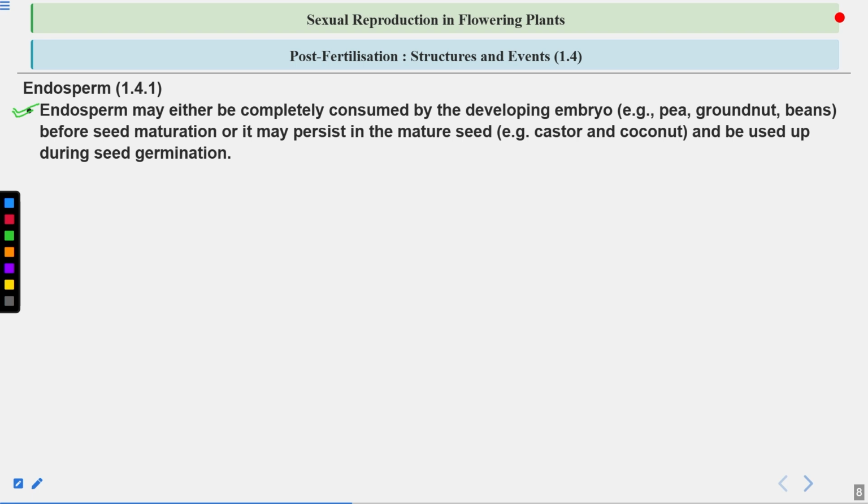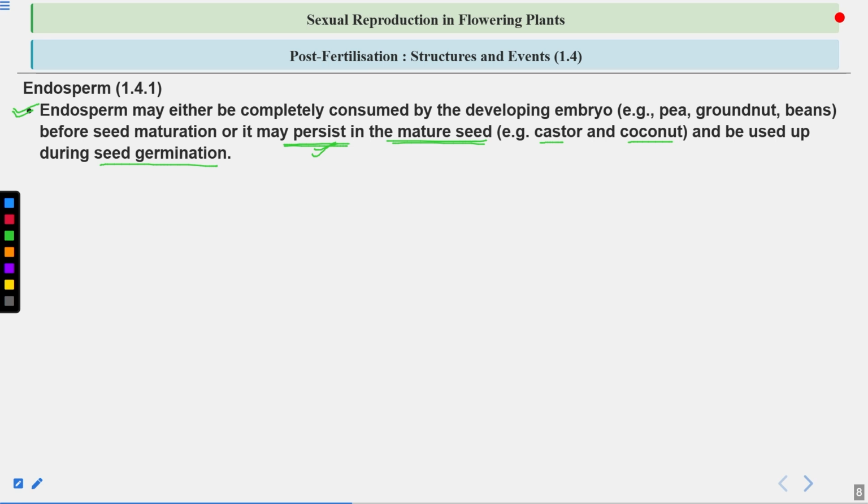This is one type of development, and in some cases the endosperm may persist. It means that a part of the endosperm is consumed for the development of the embryo, and the rest is left behind. The left behind part is said to persist in the mature seed, like we see in the case of castor and coconut, and it is used up during seed germination.